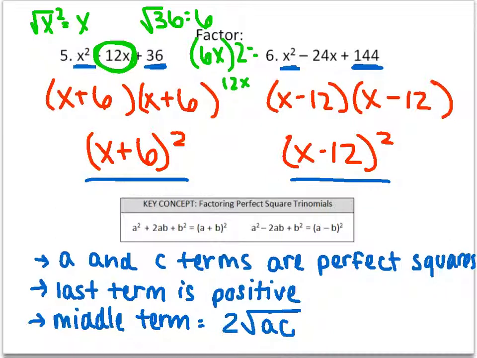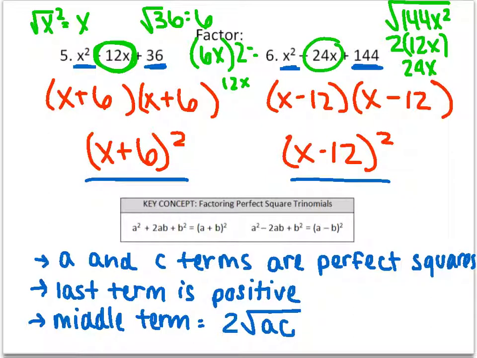If you're looking at number 6, AC would be 144x squared. So if you took the square root of that, you would get what? 12x. And we said that the middle term has to be 2 times that square root, so 24x. Sure enough, it is. So that's just your double check to see if the middle term lets you do this shortcut. You take the last, do the square root and then multiply the square root times 2. Then if it matches the one in the middle, you can do your shortcut.